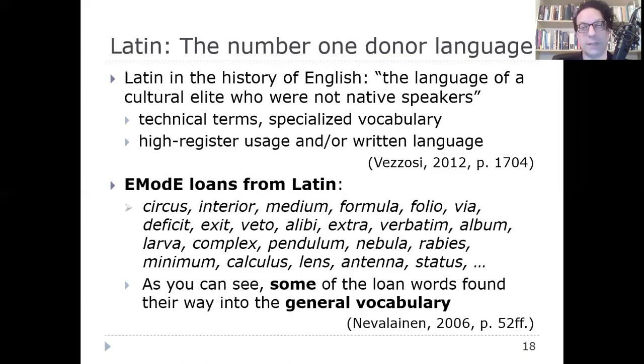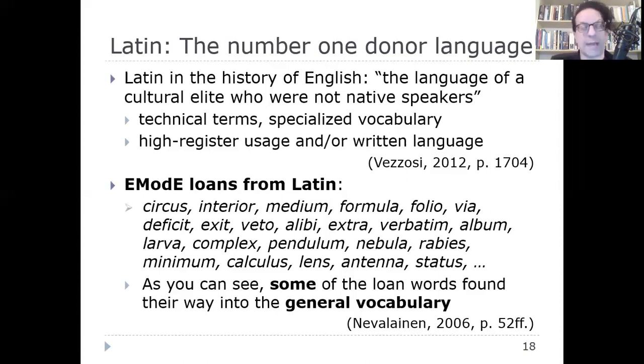In the history of English, Latin was always the language of a cultural elite, as Vezzosi says, a cultural elite who were not native speakers. So it's a purely written language, sort of a purely functional, a purely theoretical language in a way that people knew just from books.